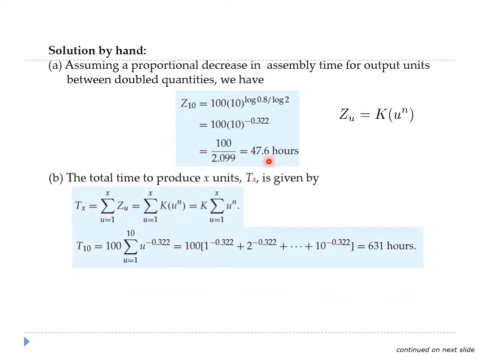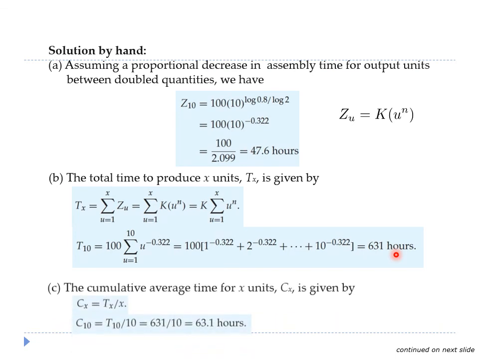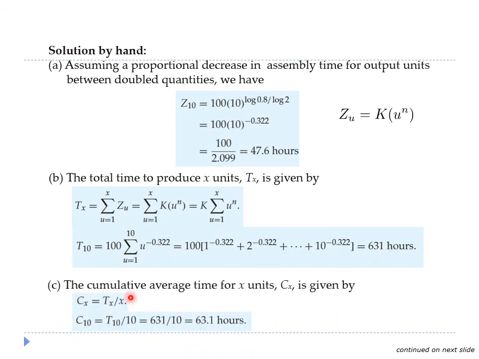For the solution to question B, the total time to produce 10 cars can be estimated using these equations, which cumulatively sum up the time needed to produce the first car up to the 10th car. From these calculations, the total time would be 631 hours for producing 10 cars. For solution C, the cumulative average time for 10 cars is given by the total time to produce 10 cars divided by 10, which is equal to 63.1 hours for each car.